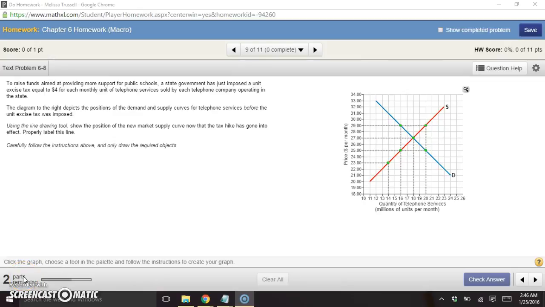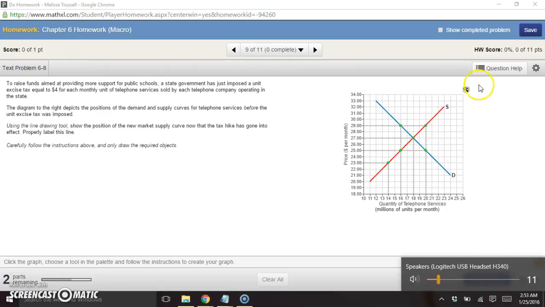This is text problem 6-8, and we are told that to raise funds aimed at providing more support for public goods, a state government has just imposed a unit excise tax equal to $4 for each monthly unit of telephone services sold by each telephone company operating in the state. The diagram to the right depicts the positions of the demand and supply curves for the telephone services before the excise tax was imposed. And we're asked to use the line drawing tool to show the new market supply curve now that the hike has gone into effect.